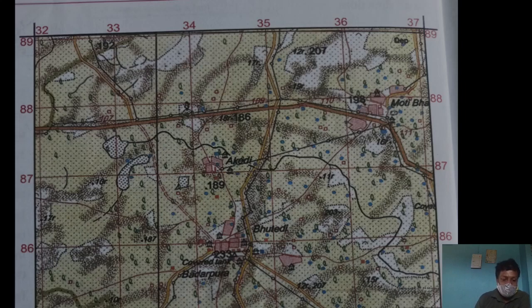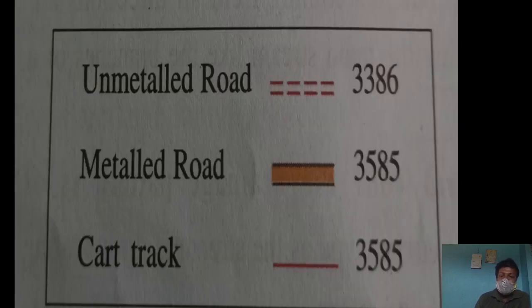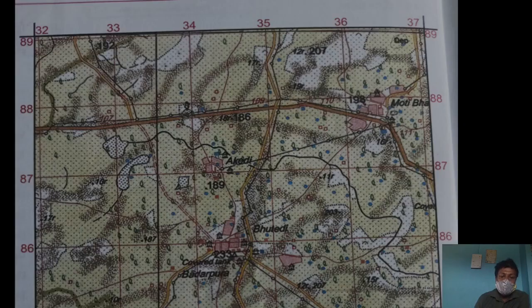Now metal road is 3585. So 35 and 85 is this. This is a metal road. And like this structure, you can see this is a metal road, this is a metal road, all this is a metal road.